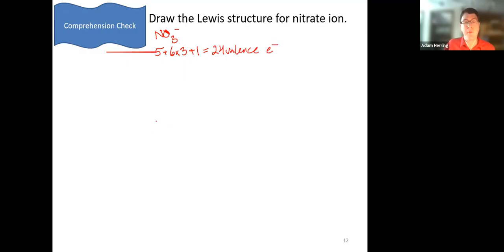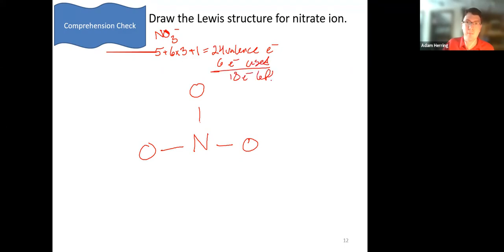Now, what we do next is we put the least electronegative element in the center. That's going to be nitrogen. And we draw single bonds between the nitrogen and each of the other elements. Then, noting that we've used 6 electrons, we have 18 electrons left over. We need to distribute these remaining 18 electrons to satisfy the octets of all the elements.